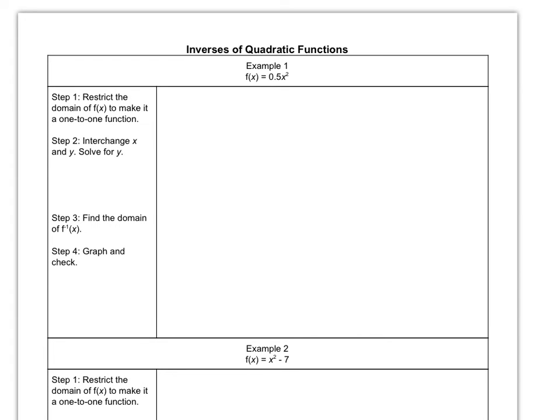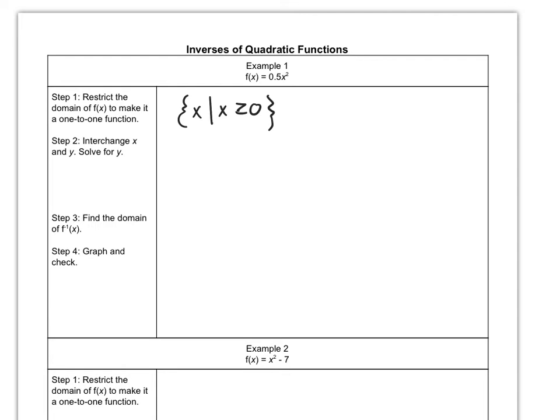So let's see if we can take the steps that we used in the last example that we looked at with the table of values and use those to find the inverse of f of x is equal to 0.5 x squared. So our function currently is not one-to-one. We know that it is symmetric about the y-axis. So we want to just restrict the domain so that x is greater than or equal to 0.